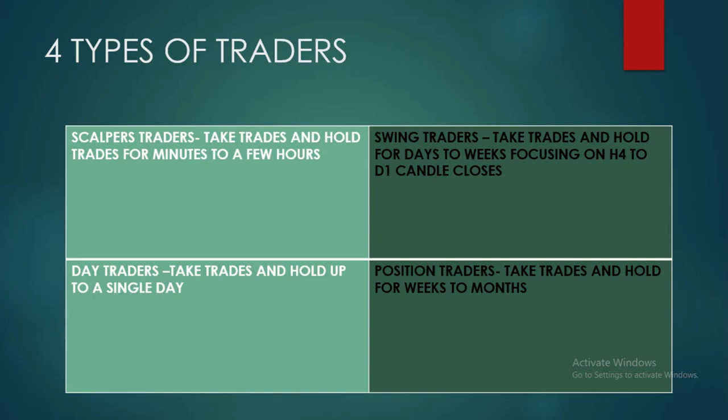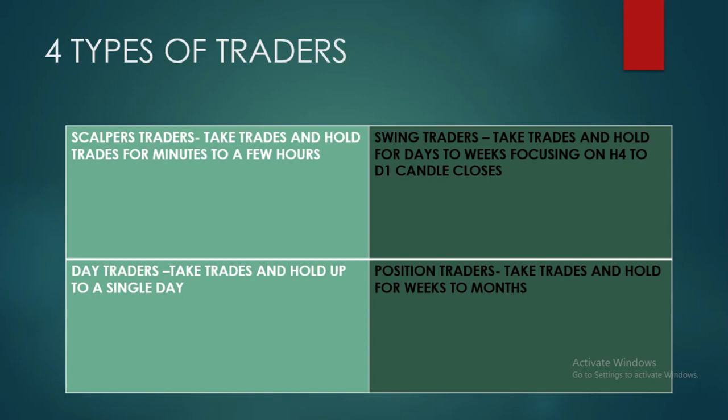Then we have what we call day traders, right? So basically a day trader takes trades and holds up to a single day. They don't exceed 24 hours holding that trade, right? They try to make their money within just a day. So mostly they are working not even on the daily chart, they're just working on the 1 hour time frame going downwards, 4 hour time frames and going downwards, right? We explain that when we get to the charts, right?